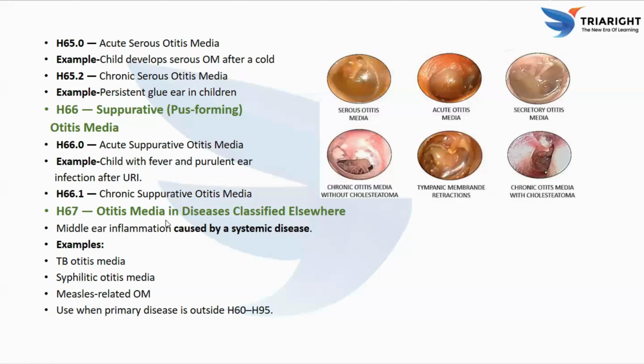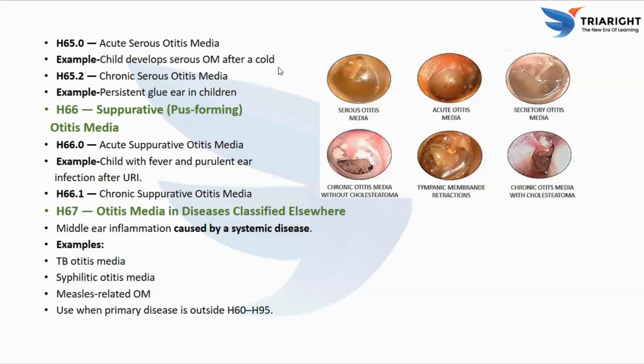So H61 is otitis media in disease classified elsewhere. This category is used whenever otitis media is caused by an underlying systemic disease. So you must code the primary disease first, then you have to code the H67 code. What will be the examples? Tuberculosis otitis media, which is associated with tuberculosis infection, and then syphilitic otitis media. This is due to congenital or acquired syphilis. Measles related otitis media. So this is a measles virus causing middle ear inflammation.